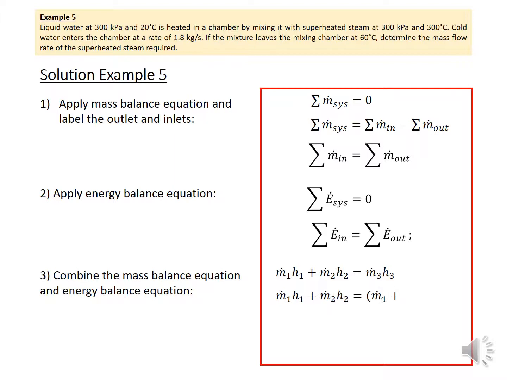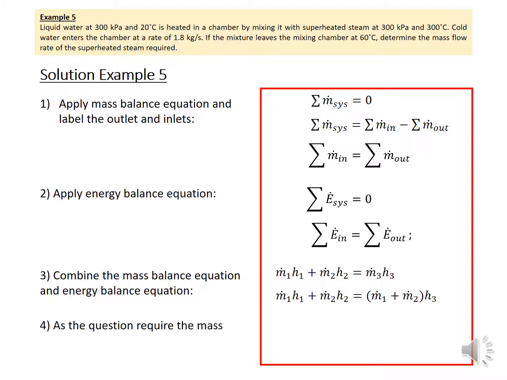Then point 3 is where the mass from point 1 and mass from point 2 mix and become the mass at point 3. So m dot 3 will equal m dot 1 plus m dot 2. So we substitute m dot 3 equals m dot 1 plus m dot 2.